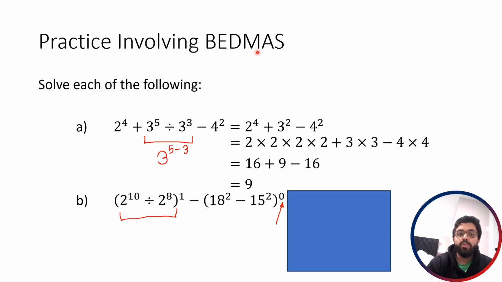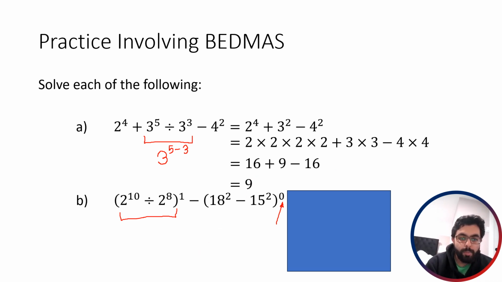Then we deal with division and multiplication first. We don't have any division, but we do have a ton of multiplication. So doing this multiplication, we've got 2 times 2 is 4, times 2 is 8, times 2 is 16. So we've got a 16 here. Then we skip the plus sign because we're still on multiplication. 3 times 3 is 9, so that goes here. Then we skip the minus sign. 4 times 4 is 16, so that goes here. And now we're left with just addition and subtraction, and you'll see that we've got a 16 here and a minus 16 there. So you do this calculation, you'll get an answer of 9.